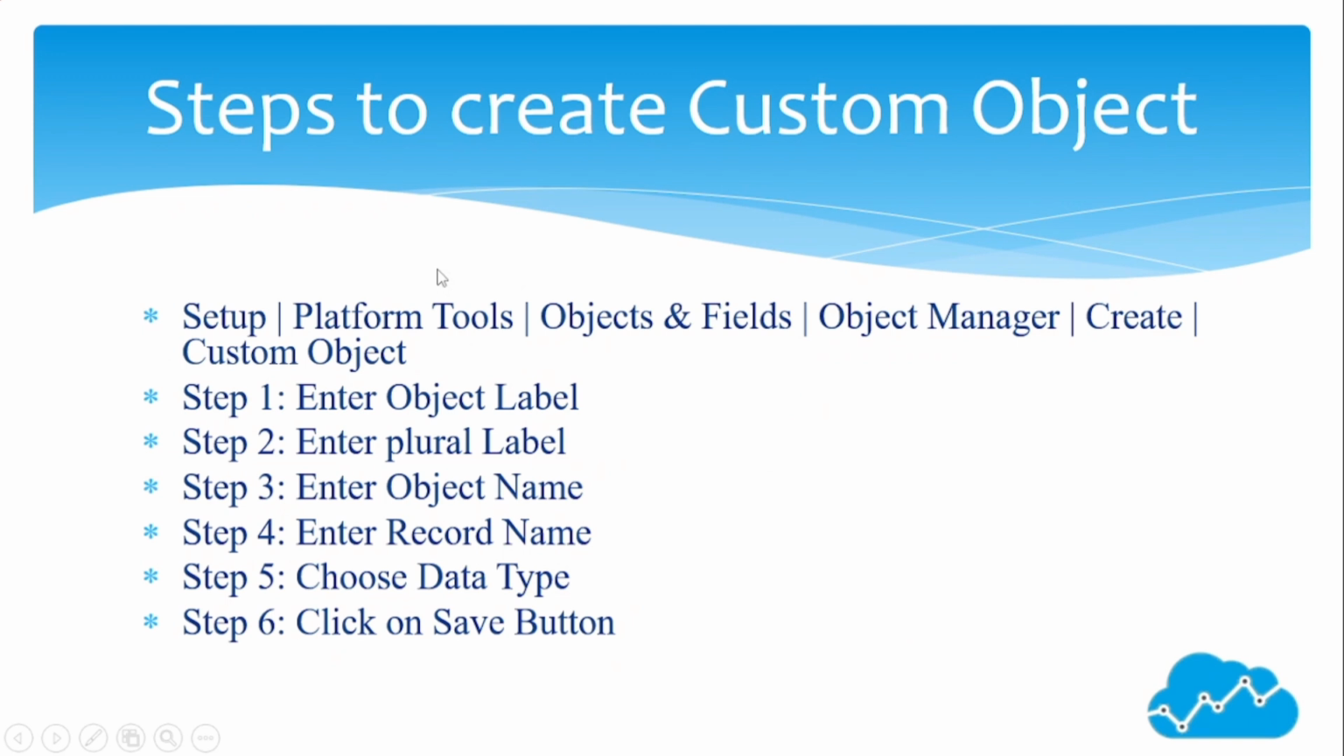So how are we going to create the custom object? These are the steps given below. Setup, platform tools, objects and fields, object manager, create, then custom object. Step 1, enter object label. Step 2, enter plural label. Step 3, enter object name. Step 4, enter record name. Step 5, choose data type. Step 6, click on the save button.